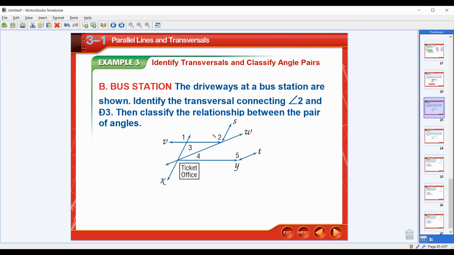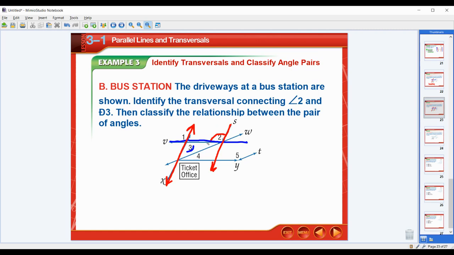Now, same question here for angle 2 and angle 3. So I'm going to put a different color here. Angle 3. If we're looking at angle 2 and angle 3 again, we can look at line V and line X. So again, line X is our transversal here. If this was another line right here, we would actually look at line V as the transversal here with line S going on.